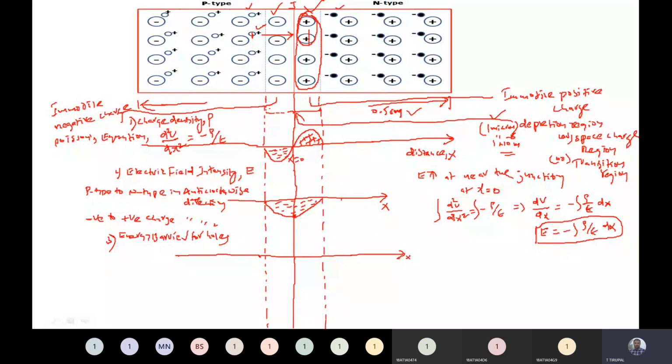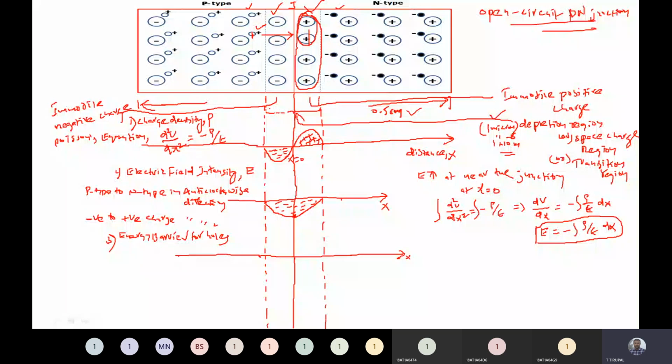But to overcome it, we need to give some external energy. Here we are not giving any external energy. That is why this complete thing is called an open circuit PN junction, because we are not biasing it.